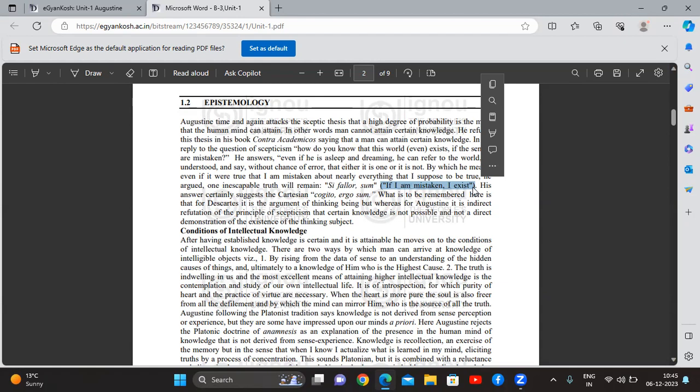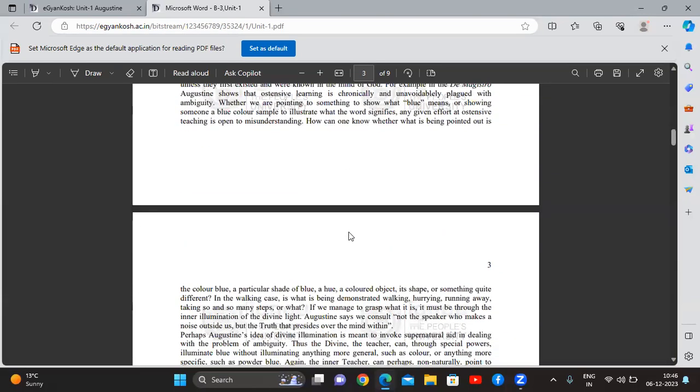ठीक है? Okay, we're done almost. And now you can go, and inshallah tomorrow we will go into much detail. We'll complete this epistemology.